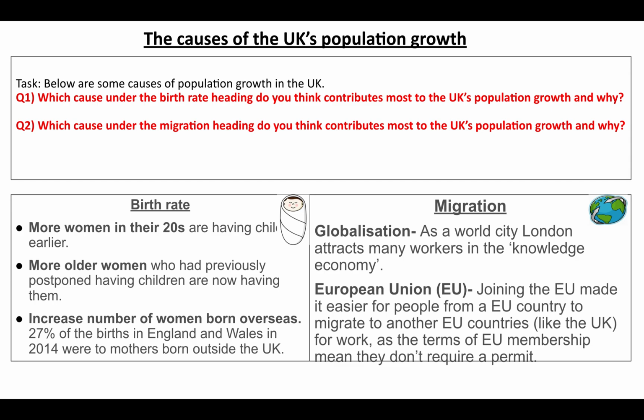And of course, the European Union, which we've already just mentioned briefly. The European Union has made it easier for people to travel from an EU country and migrate to places like the UK for work. That's because they don't require a visa, they don't require a separate permit to be able to do that. An interesting story in the news this week.